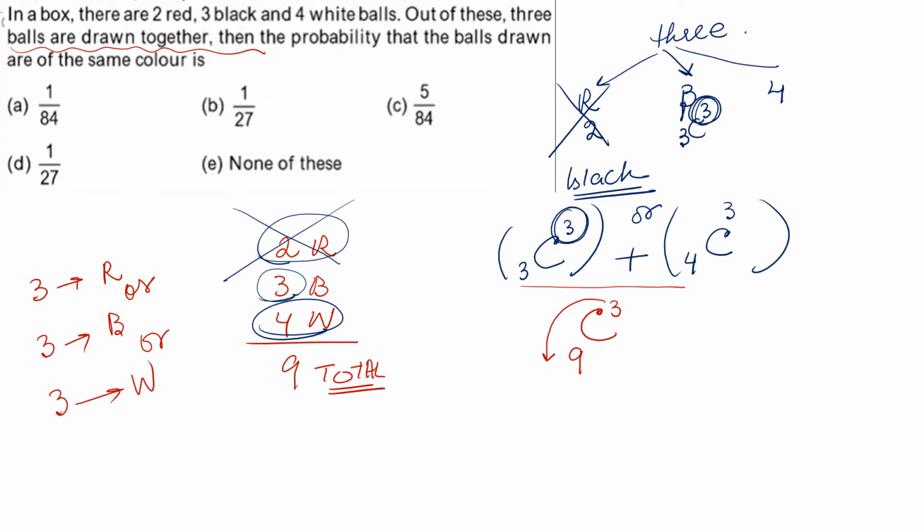The other case is that out of the 4 white balls, I can choose the 3 balls so that all 3 balls are white. Yes, this is another work. So between the two works, I put an 'or' sign, which means I have to put a plus sign. This is the way I will solve my question. Check your answer in the calculator and write it down.